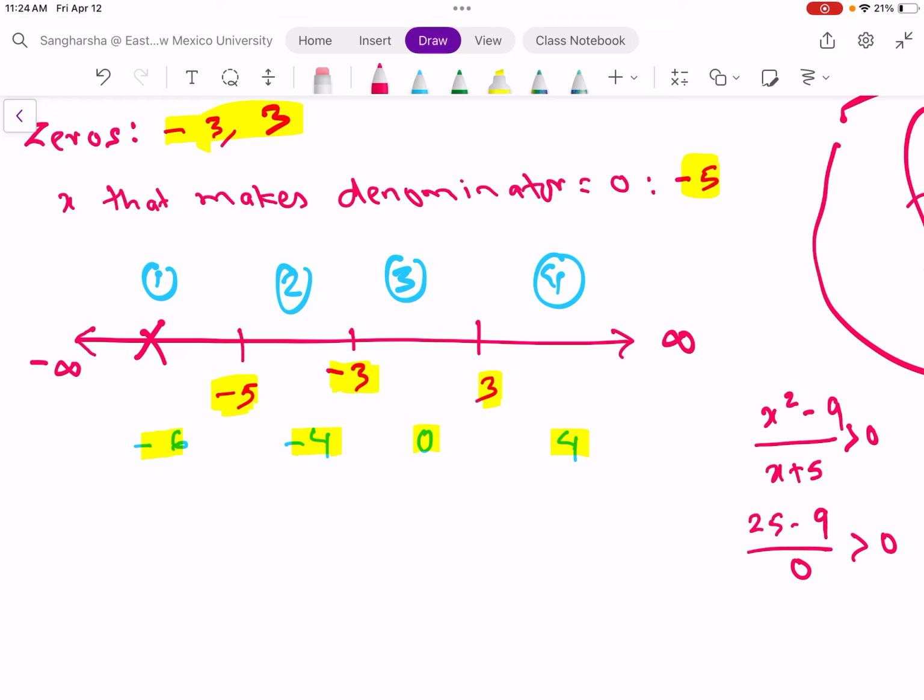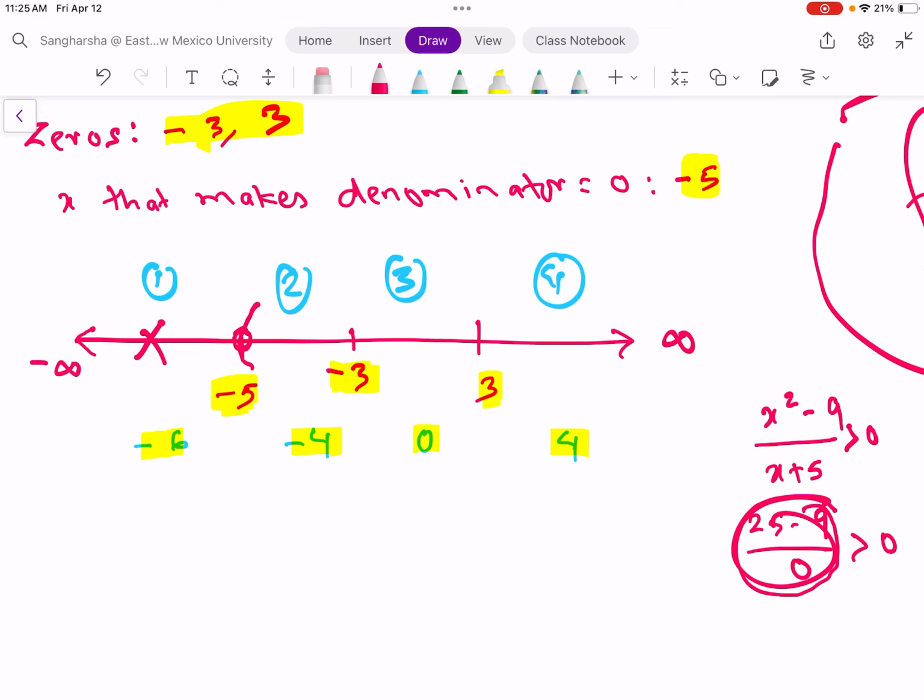No, that's undefined. Okay, and so undefined means this is not true. We don't know what number this is. This is infinity, and this is undefined. It means this -5 is not a solution. The x value that makes the denominator equal to 0 is always not a solution. You can always use a parenthesis. Not a solution means we're going to use a parenthesis here or the open circle.